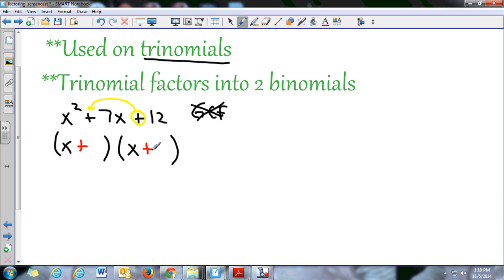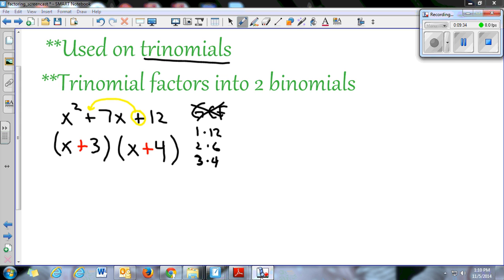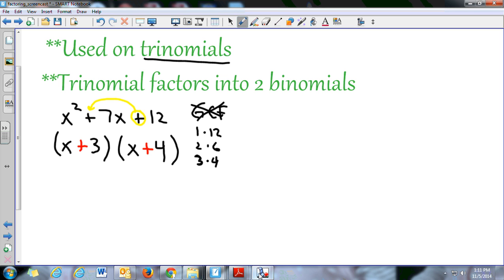So now I need to think about factors of 12 that add up to give me 7. Well, factors of 12: 1 and 12, 2 and 6, 3 and 4. Which factors add up to the 7? Well, that would be the 3 and the 4. And so that ends up being my answer, x plus 3 times x plus 4. We'll wrap this up with two other quick examples. We're getting kind of long here.